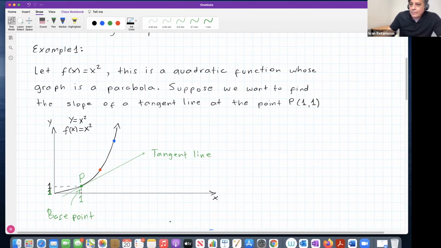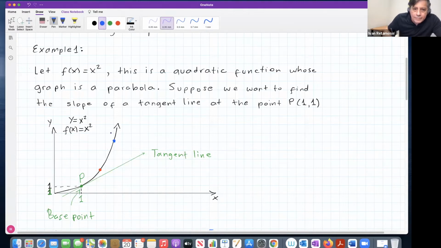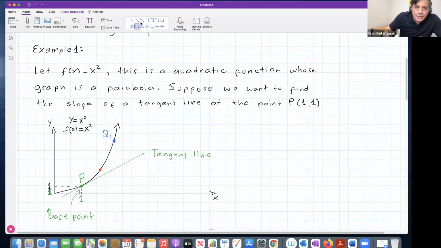So mathematicians said, let's start with something we are familiar with, which is the secant line and the slope of secant lines. So they suggested: this is your base point. Take another point, call it the point Q, here, and draw a secant line. Draw a secant line this way. Secant line here.